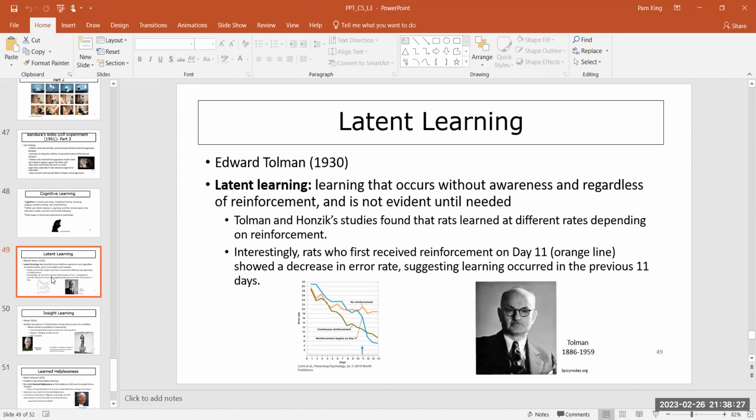Tolman emphasized that the information value of the conditioned stimulus is important as a signal or an expectation that an unconditioned stimulus will follow. Latent learning, then, is unreinforced learning that is not immediately reflected in behavior.